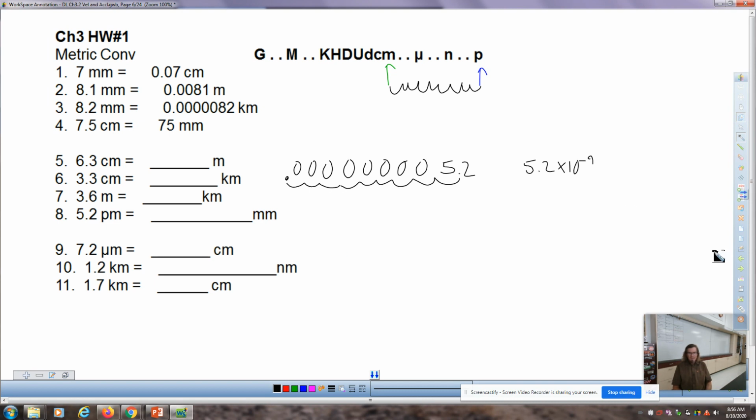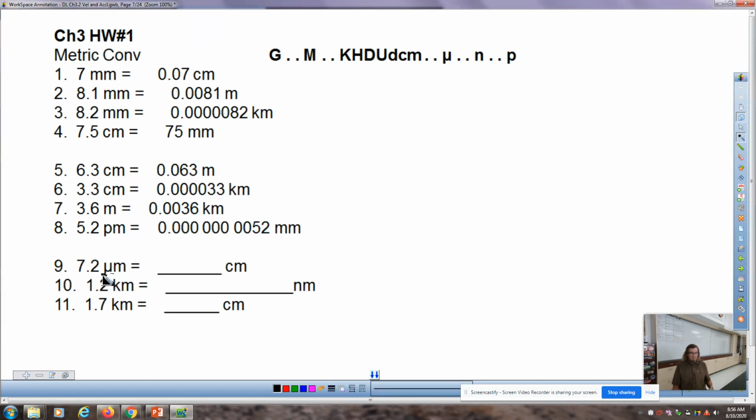Question number 9. 7.2 micrometers, we want to take that up to centimeters. So micro is located here. Centi, I'm just going to keep the same colors now just to speed this up. Centi is located there. 1, 2, 3, 4 places to the left with my decimal becomes 0.1272 centimeters. Question number 10 says 1.2 kilometers, that's located here.